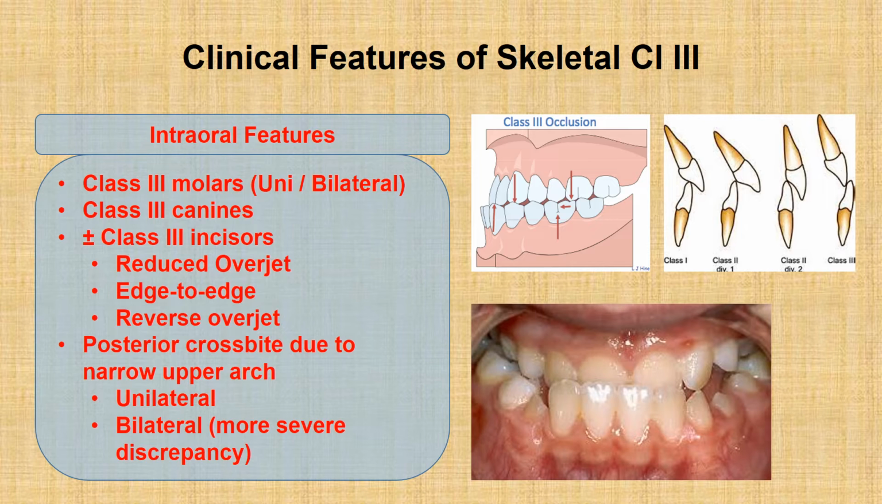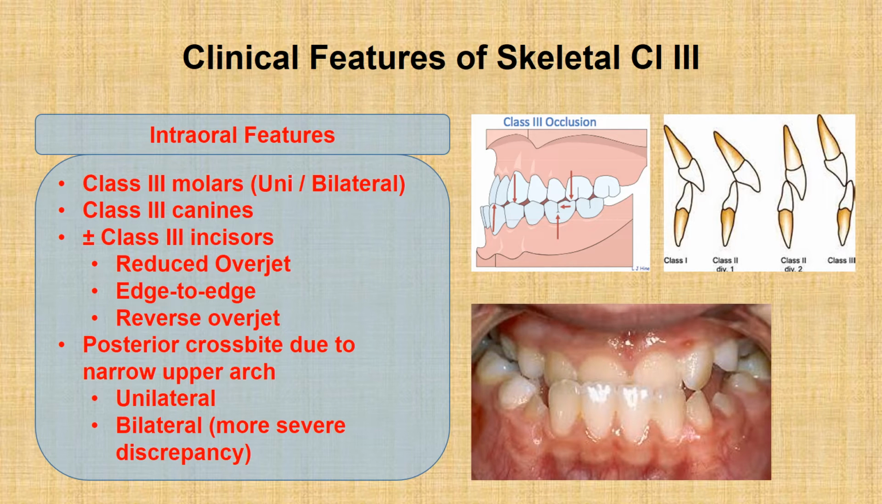Intraorally, we will see class 3 molars which can be unilateral or bilateral, a class 3 canine relationship, and there may be class 3 incisors whereby the overjet is reduced, or it may be an edge to edge relationship, or it may even have a reverse overjet.